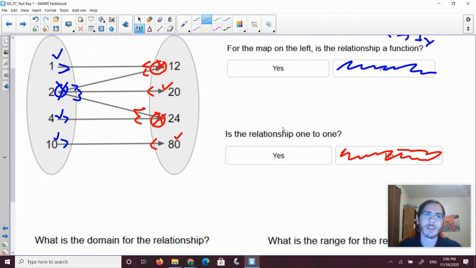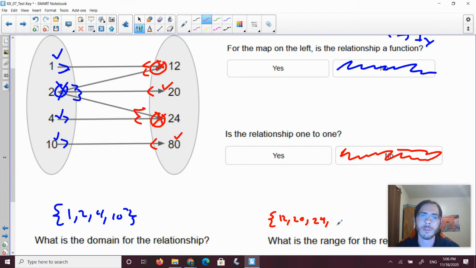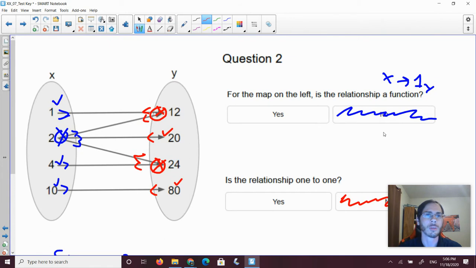Next question we have down there is define the domain. Well, remember, the domain is the x's, so we just have to list all of our x values. In this case, we got 1, 2, 4, and 10. And then for the range, we want to look at the y values. Since it's discrete, we're just going to list them all: 12, 20, 24, and 80. So that's the domain and that's the range. Remember, domain is the inputs, it's the x's, it's what's on the left of the function map. Range is the outputs, it's the y's, it's what's on the right of the function map. And that's all the questions for number 2.